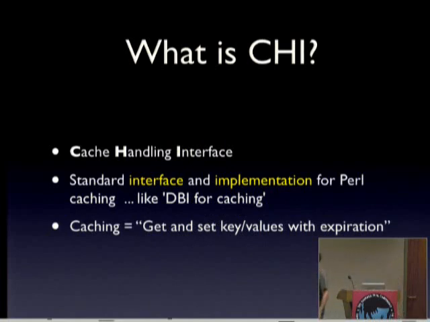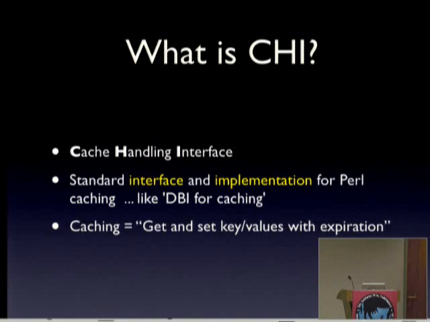Okay, so Chi didn't stand for anything. It just kind of sounded like caching. But then people kept asking what it stood for, so I decided it stood for Cache Handling Interface, or someone came up with that on the mailing list. And the basic idea is to provide a standard interface and implementation for Perl caching. This is the overstatement of the year, but it's like a DBI for caching. I don't mean that this is anywhere nearly as good or important as DBI. I just mean that that's the closest relationship I can possibly think of.